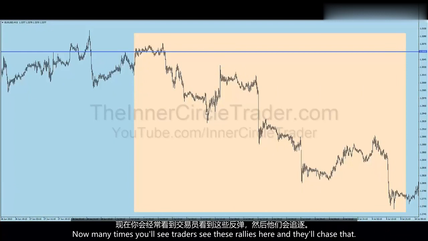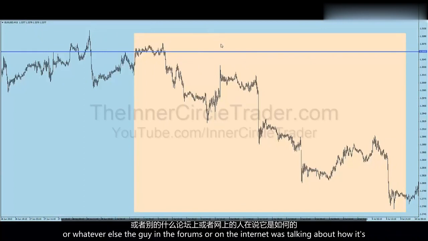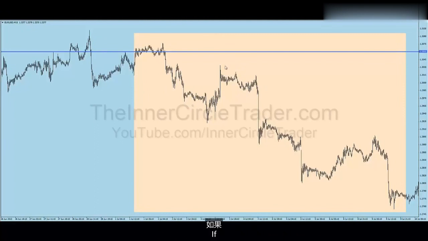Now many times you'll see traders see these rallies here and they'll chase that. How many times have you done that? Look at this, man, it's rallying up. I better chase it. Let me buy this because it's probably going to go through these levels here. It's probably going to keep on going, and maybe we'll see 130, 150, or whatever else the guy in the forums or on the internet was talking about, because their cool little indicator said so. It has nothing to do with any of that, okay?